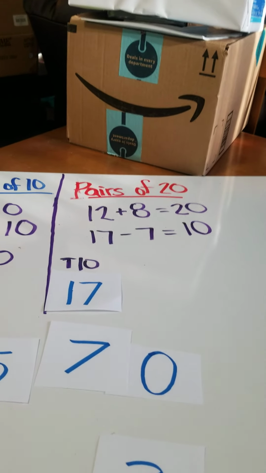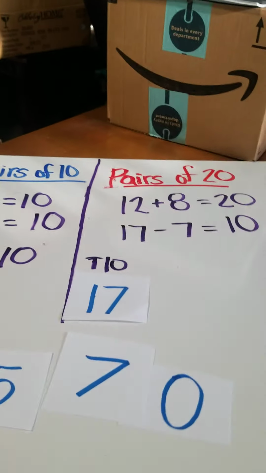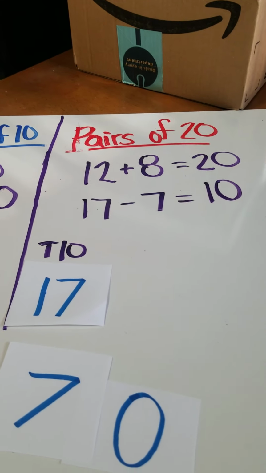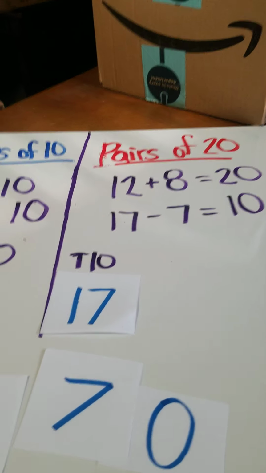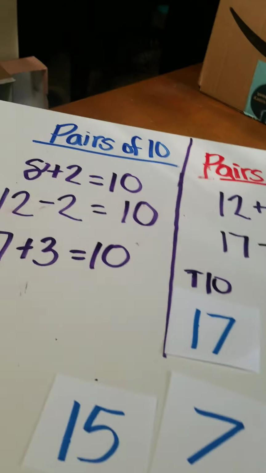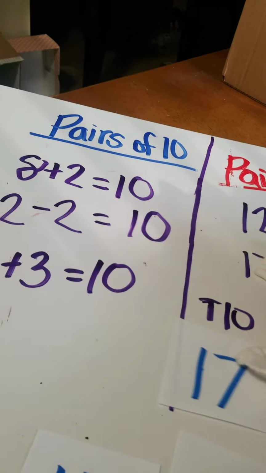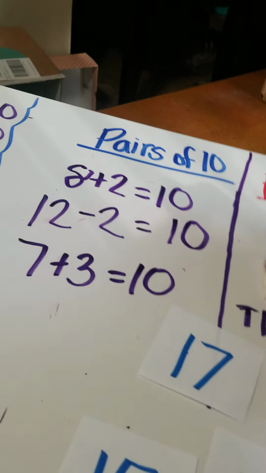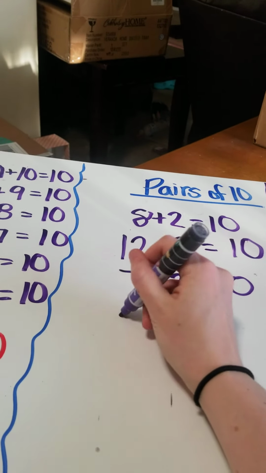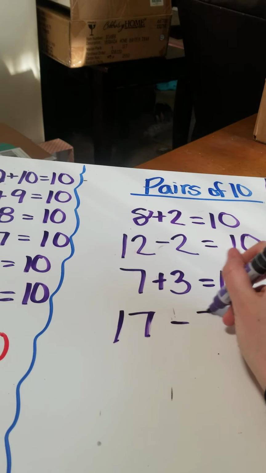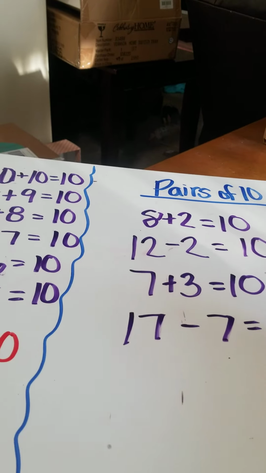Nice job. And friends that are still confused on that, I'm going to post another video to help you figure out how to work with those teen numbers when we're adding and subtracting. Oops, I put it on the 20. Silly misphrase. So that would be over here. So 17 minus 7 equals 10.